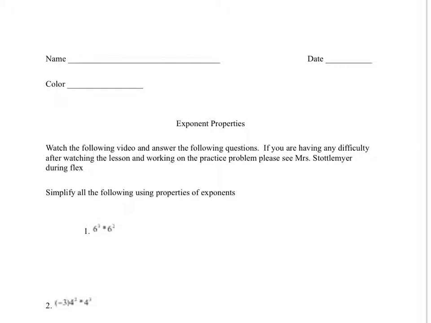My exponents aren't showing up real well, but it should be 6 to the third times 6 squared. You're going to keep the base the same, which is our 6, and we're going to add the exponents. We're going to do 3 plus 2, and that's going to give me 6 to the 5th power.